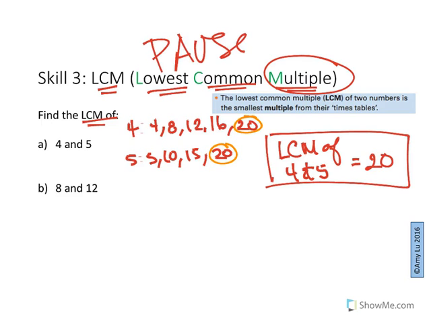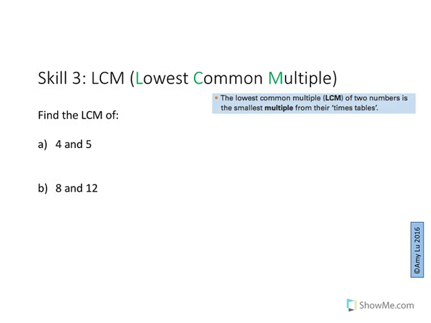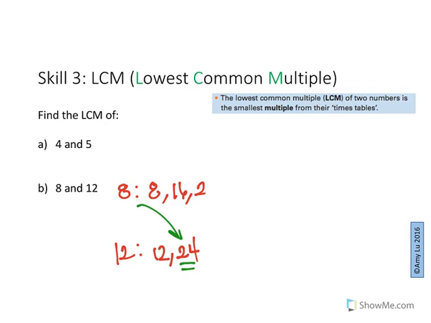So pause and find B. Okay, so here we go, 8 and 12. I'm going to start with 12 because chances are if I work with the larger number, it's going to be easier to find a common multiple, because with 12, it's a larger number, so I increase faster. So 12, 24, there we go, stop right there. I know that 8 goes into 24. And if I prove it, 8, 16, 24, there you go. So the lowest common multiple of 8 and 12 is 24. That's it.